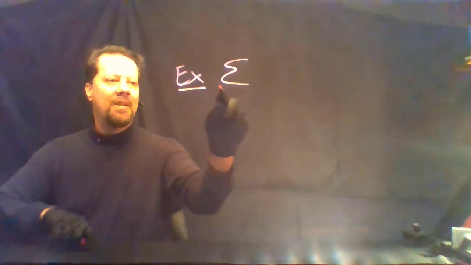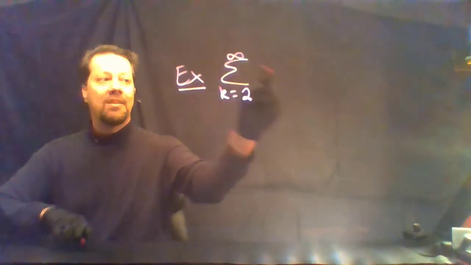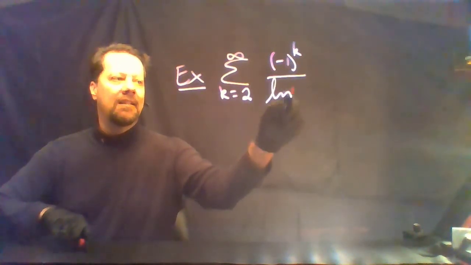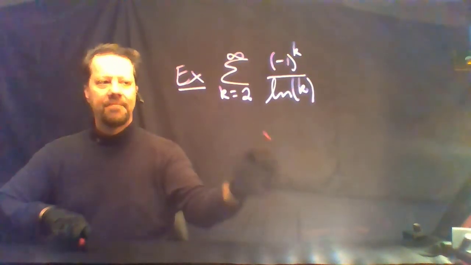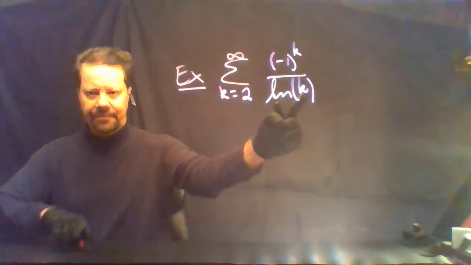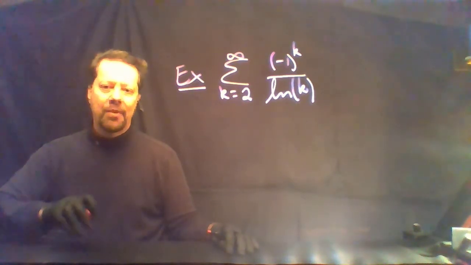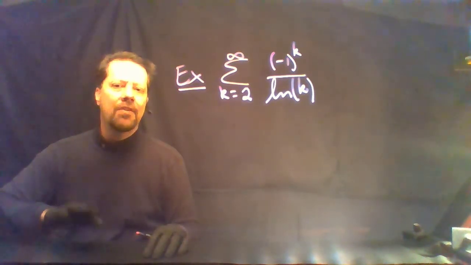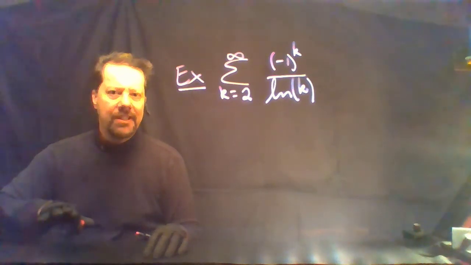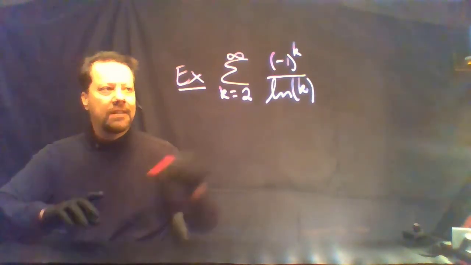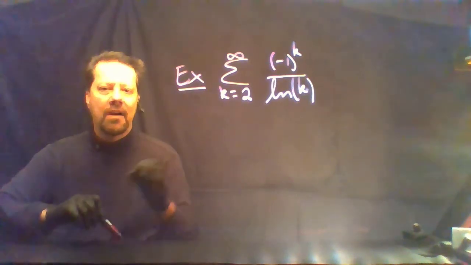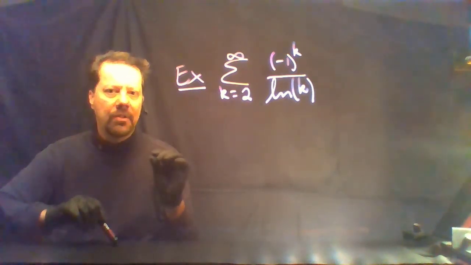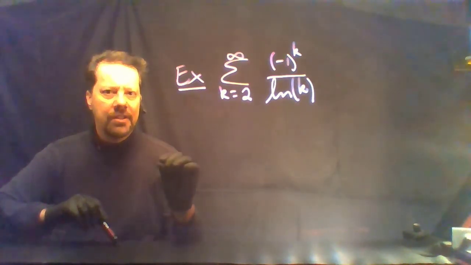What about the sum as k goes from, let's say, 2 to infinity, of negative 1 to the k, divided by the natural log of k? I started at 2 because if I started at 1, the natural log of 1 is 0, and I'd end up with a division by 0. Does this converge, and does it converge absolutely, or does it converge conditionally? On all of our alternating series, I want you to state whether or not the series converges, but I also want to know, does it converge absolutely, or does it converge conditionally?